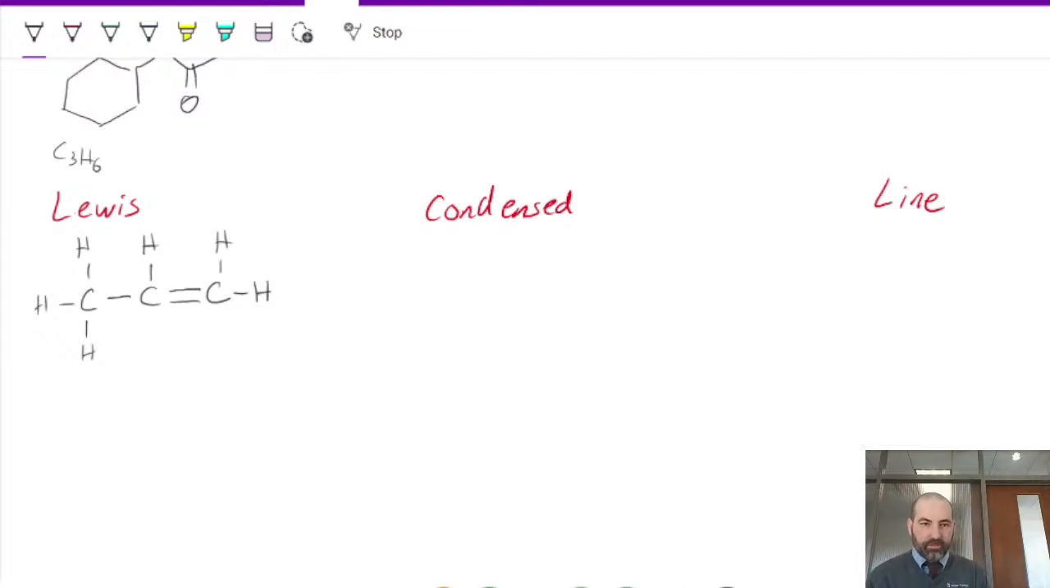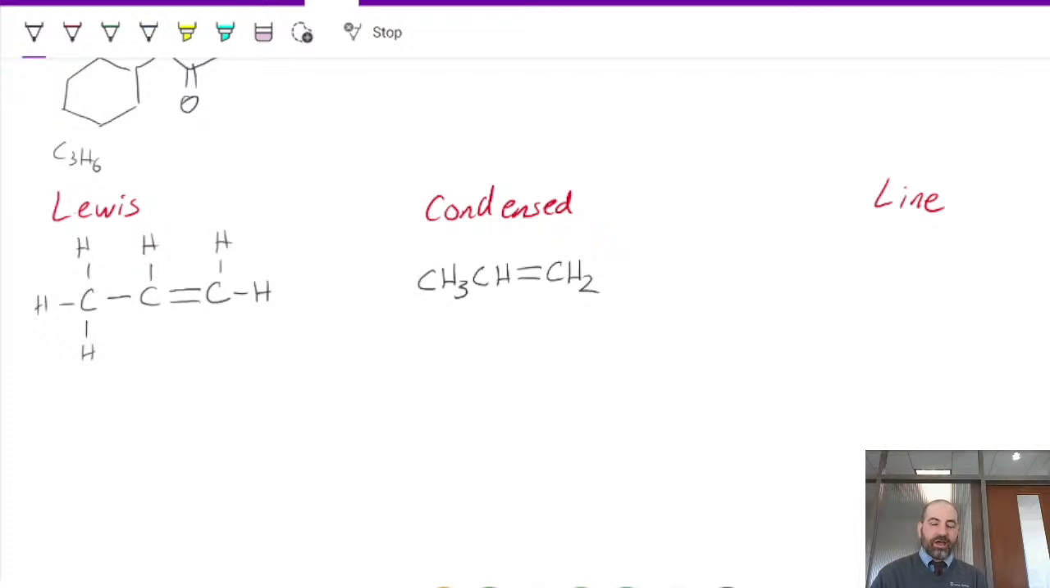So condensed structure means we just put the hydrogens down on the carbons, and if we want, we can collapse the bonds also, or we can leave them alone. I would probably do a hybrid thing here and draw this as CH3, CH, and then a double bond to CH2. But as we just talked about, there's various ways of doing this that would all be considered correct. So you could have the line still there, you could have no lines, that's all okay.